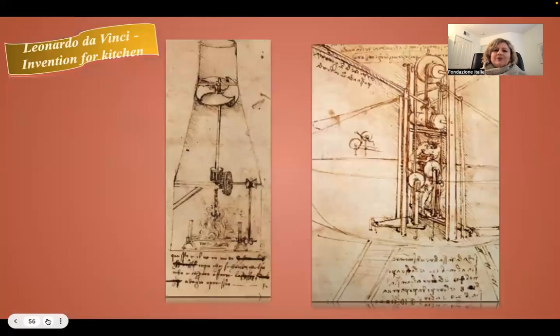And here are some of the inventions that he thought of for the kitchen. We have a whisk and a roast, a device for roasting. So a whisk that was supposed to be a giant whisk that was supposed to be turned by a man.